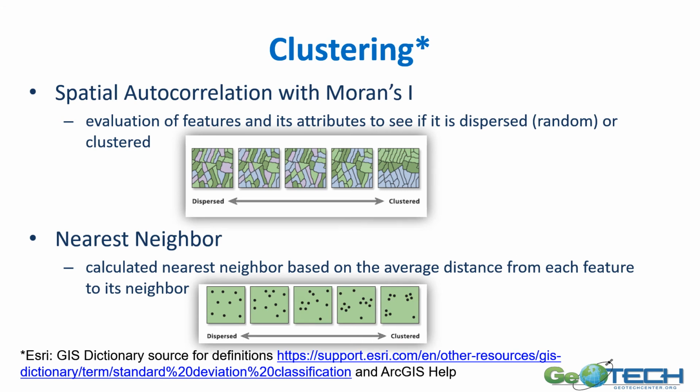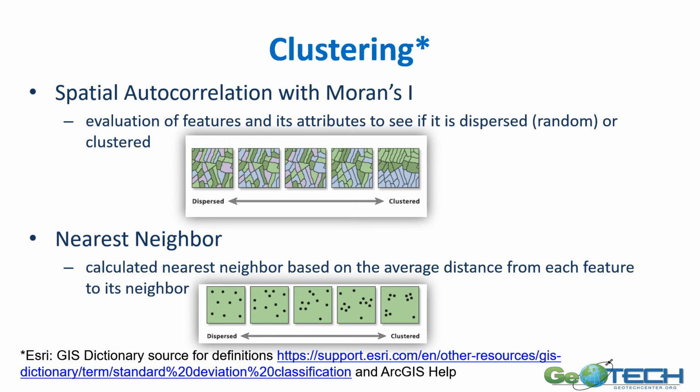Clustering, though, where spatial autocorrelation with Moran's I, evaluation of the features and its attributes can be done to see if there is a dispersed or random or a cluster. A little illustration below shows dispersed greens and pinks of different colors. As you go to the right, we go from being truly dispersed or random to being clustered.